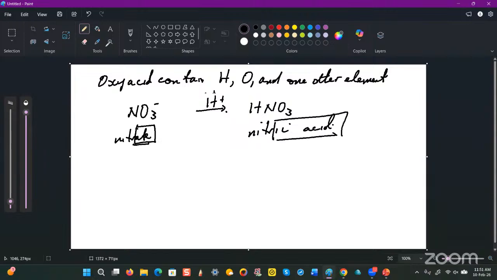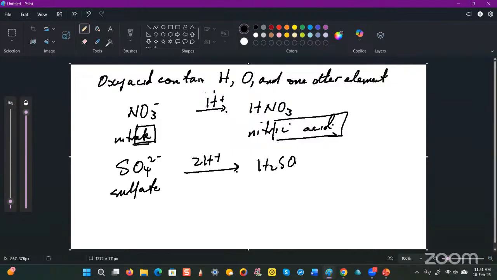Here's another example. SO4 2 minus is known as the sulfate ion. In this case, you need to add two H plus ions here to get the corresponding acid, which is H2SO4. We have two H plus here because we have two negative charges here, right? The name of this acid is sulfuric acid. That's basically how we name these acids based on the name of the corresponding anion ending with ATE. The corresponding acid name would end with ic acid.